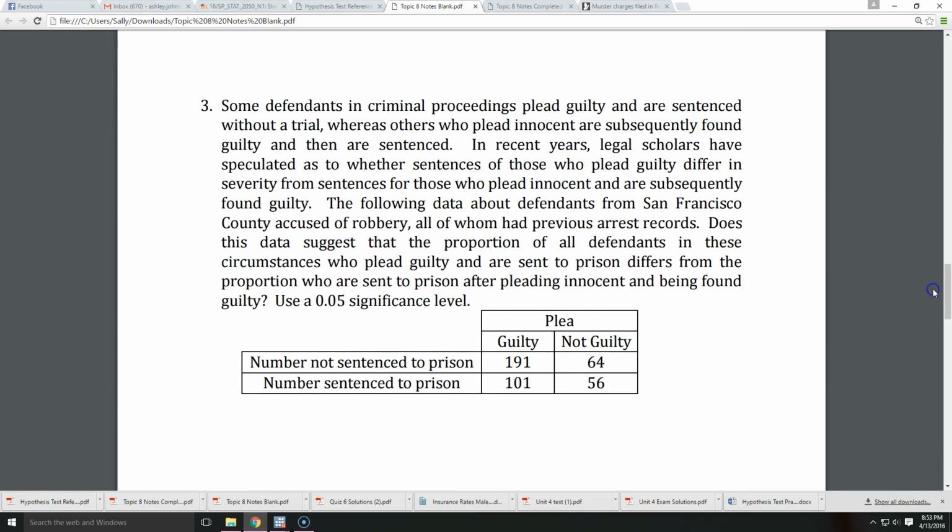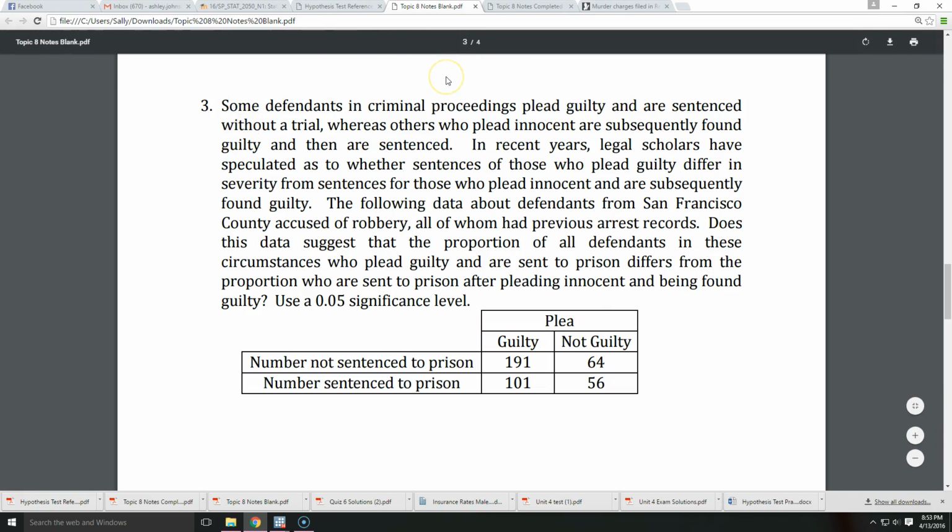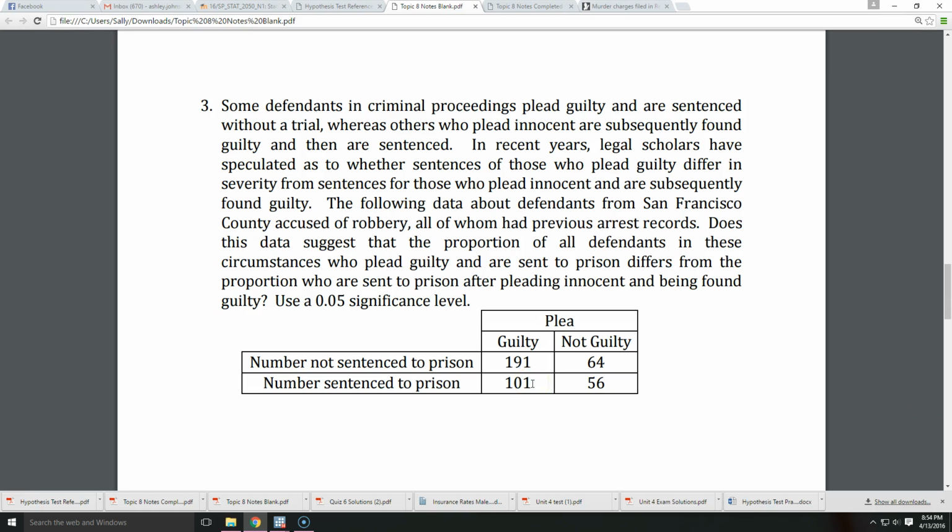Number 3 is one of my favorite problems of the semester, so I'm going to give you a hint. When setting up this problem, you want to ask yourself, what are the comparisons that we want to make? That's going to help you decide which way you go, whether you go up and down in the table or across in the rows. I would take a second to pause this and ask yourself, what are the two groups we want to compare and what is a success? That will lead you to decide whether you want to go up or down or across the rows.